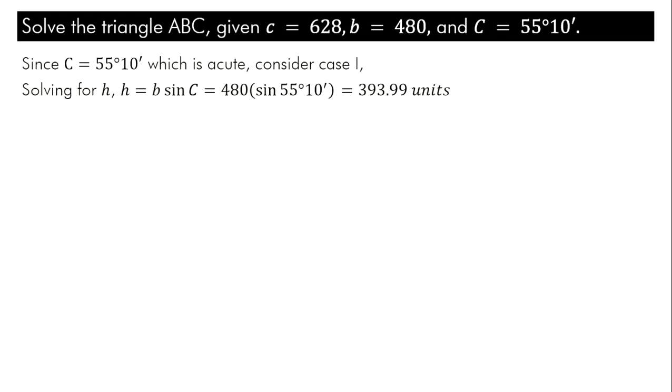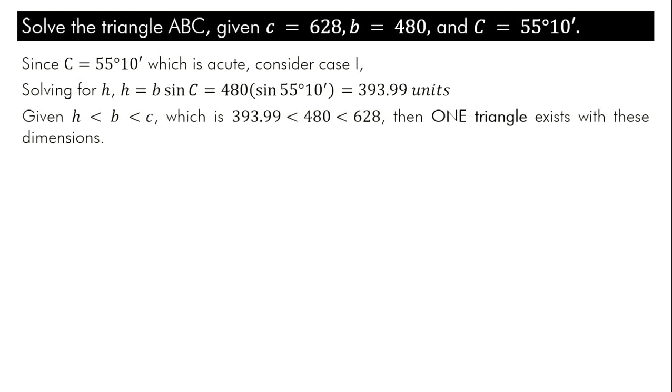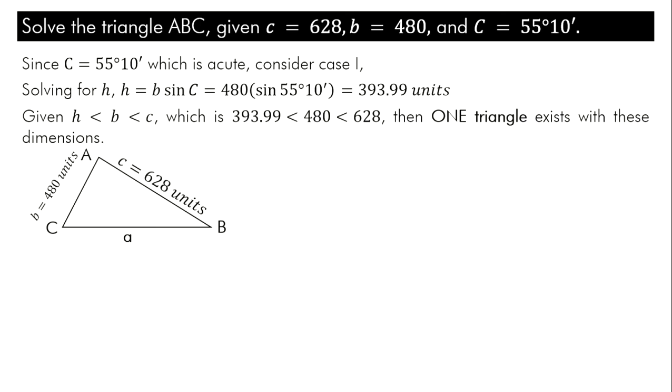And here we can see that B is between the H and C. So from this condition, if you look at the 4 situations earlier, we can say that there is one triangle that exists with these dimensions, since B is greater than the height but less than the side C. So if that's the case, we have here one triangle, triangle ABC, and we know the side B is 480 units, side C is 628 units, and then we have the angle C, which is 55 degrees 10 minutes.